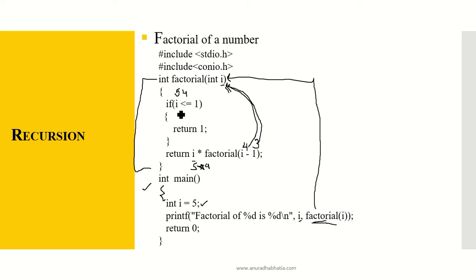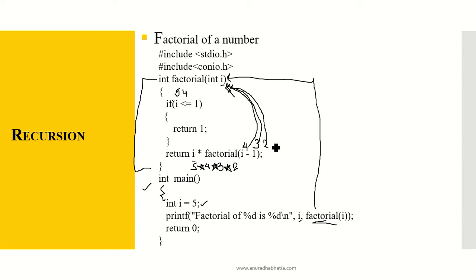So 3 is again not less than or equal to 1. So it comes back here. So 4 into 3, and now again 3 minus 1 is 2. So it is 2 over here. With a 2 it gives a function call again. So it goes to the function itself. 2 is not less than or equal to 1. So it comes back here. So it is 3 into 2.